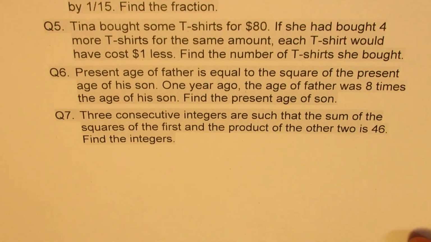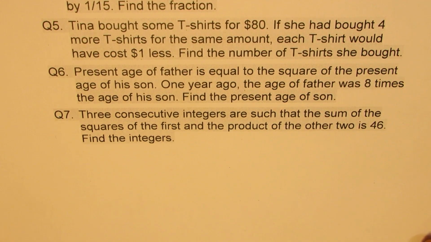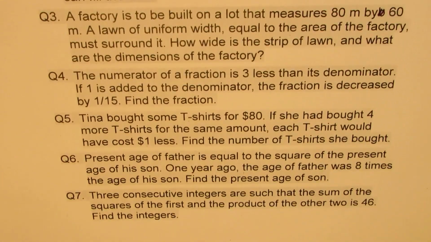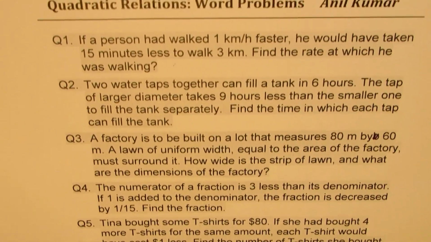Question number 7. 3 consecutive integers are such that the sum of the squares of the first and the product of the other two is 46. Find the integers.